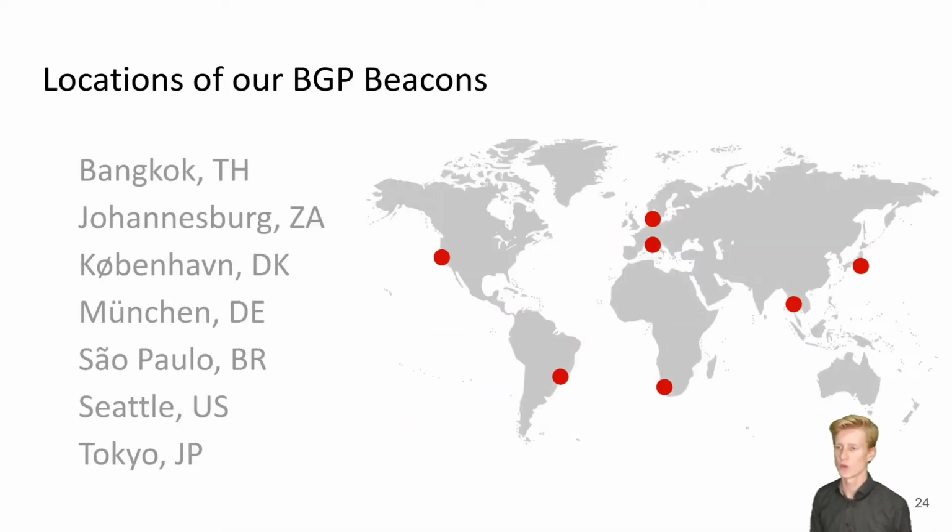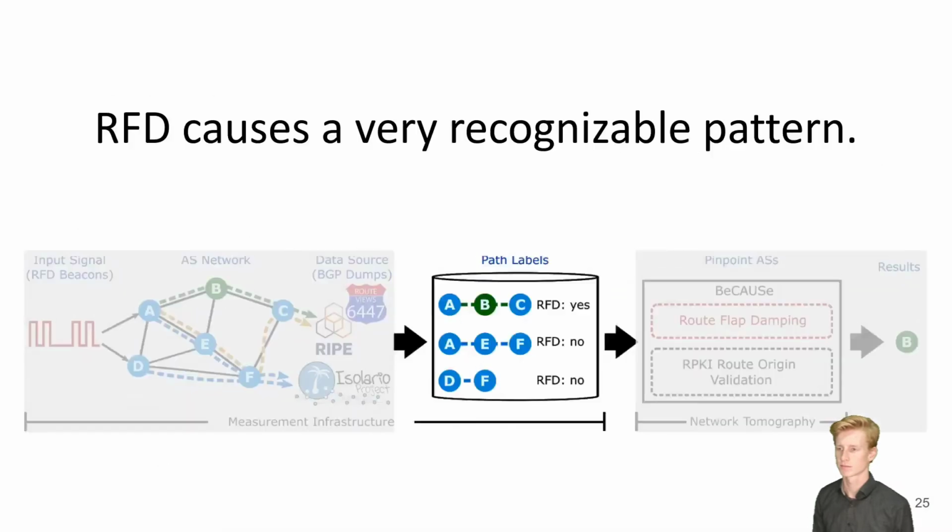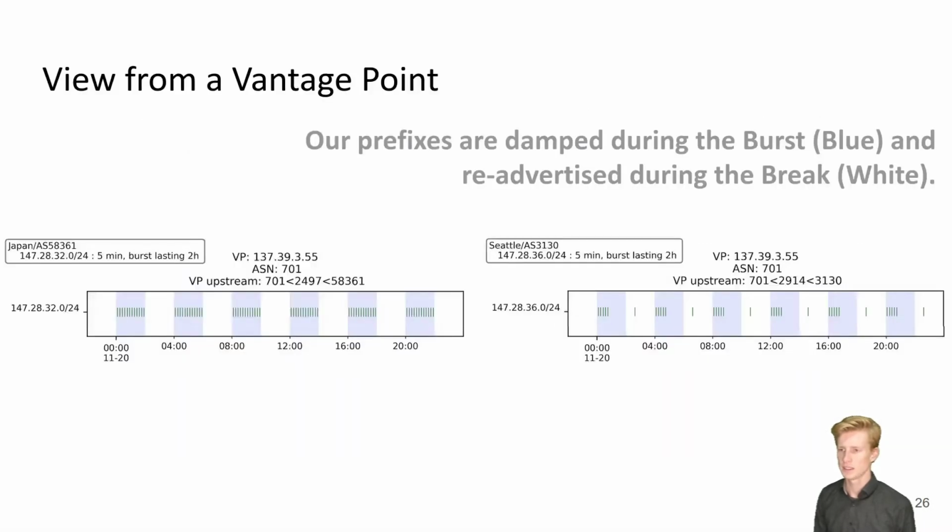In our study, we sent our beacons from 7 different locations in 7 different networks in the world. We also tried to place our beacons more or less equally spread around the world. Route damping causes a very recognizable update pattern based on which we label paths with route damping true and false. Let's see how this pattern looks in the real world.